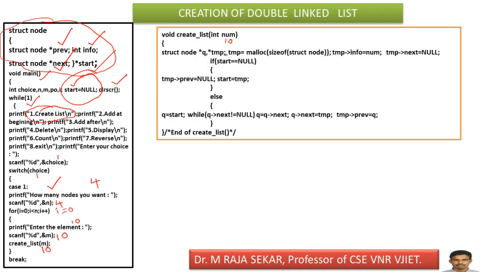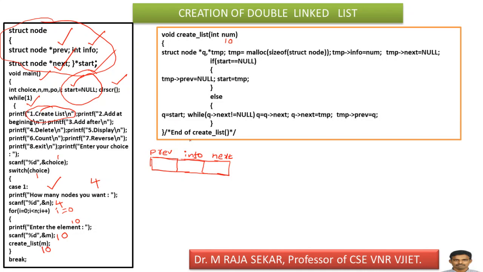Struct node *q, *tmp. Tmp equal to malloc size of struct node. Tmp equal to malloc size of struct node means internally what happens? A node will be created with how many fields? As in the structure, there are 3 fields. First field is prev. Second one is info. Your third one is next. Isn't it?